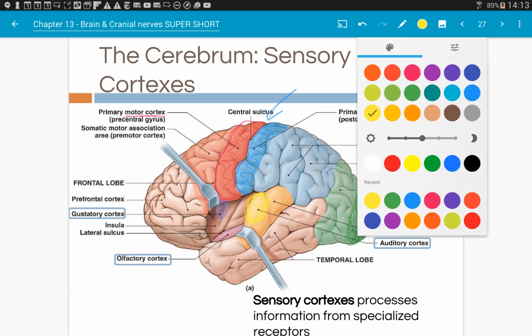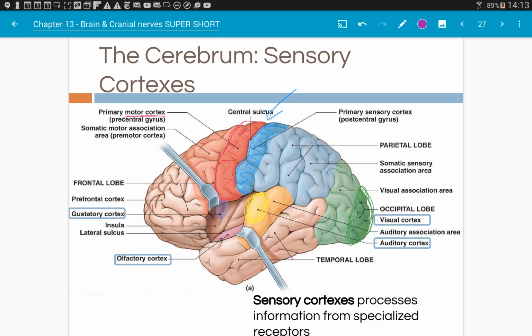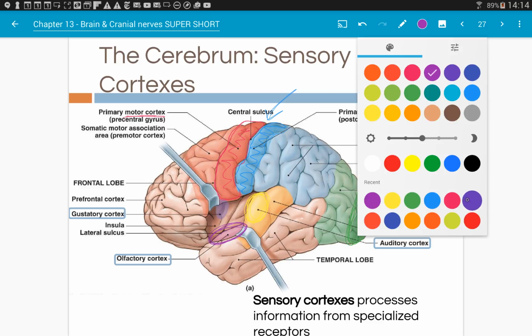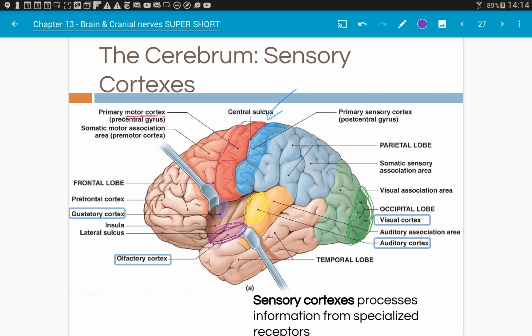Olfactory cortex, it's kind of neat. You have to look inside, between the frontal and temporal lobe, and deep inside we have our olfactory cortex. And what would that be receiving information from? Sense of smell. So, yes, good. He picked up what I was throwing down. Excellent.